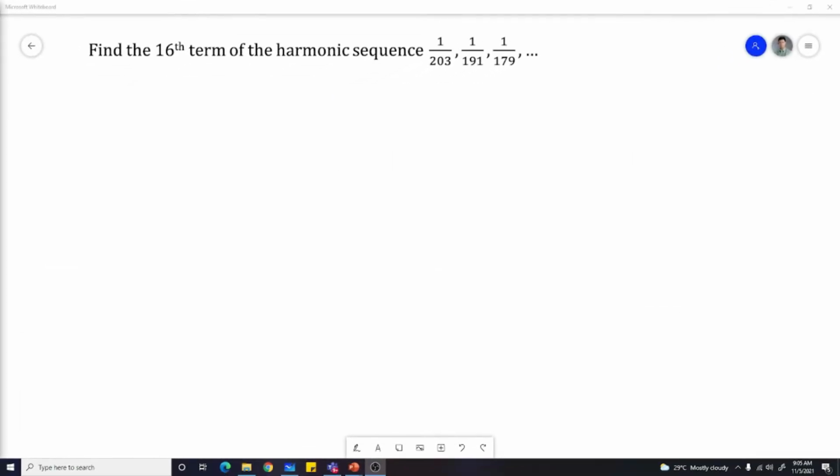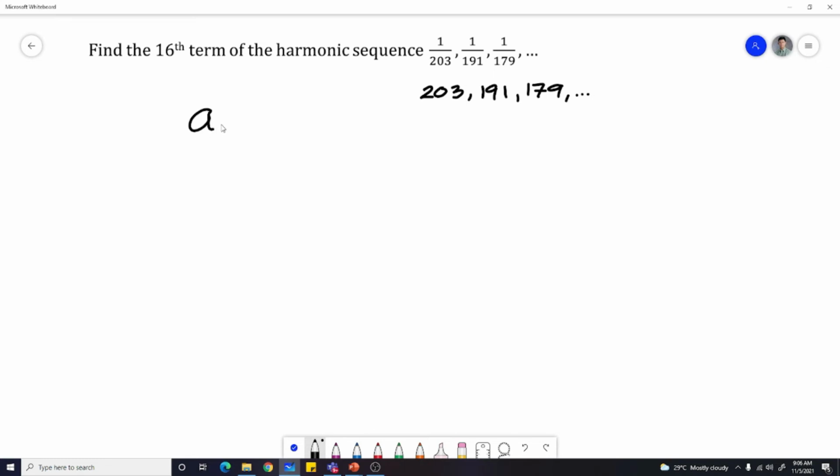Alright. Okay, let's proceed to our second example. Find the 16th term of the harmonic sequence 1/203, 1/191, 1/179. So the first step is we need to get the reciprocal of each term. So we have 203, 191, and 179, and so on and so forth.